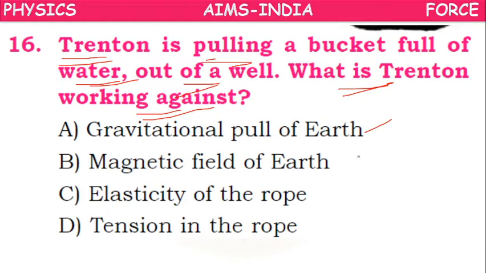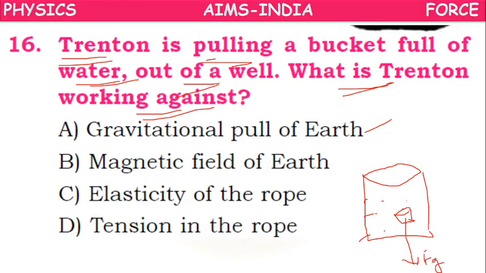Gravitational pull of the earth. Because inside the well, in the water, if the bucket is there, the force of gravity will be acting on it downward. So the bucket will have some weight because of the force of gravity. So now Trenton has to pull it outwards, means what does he have to do?